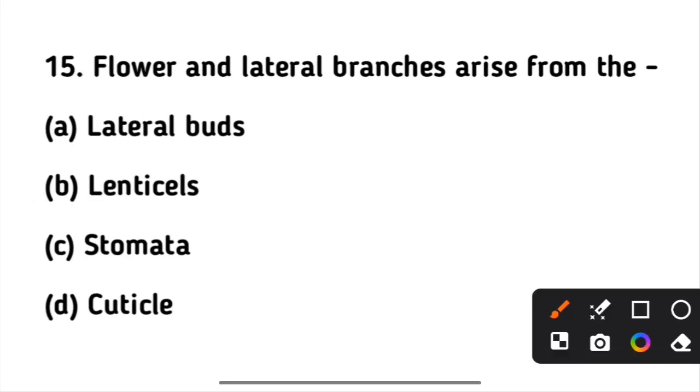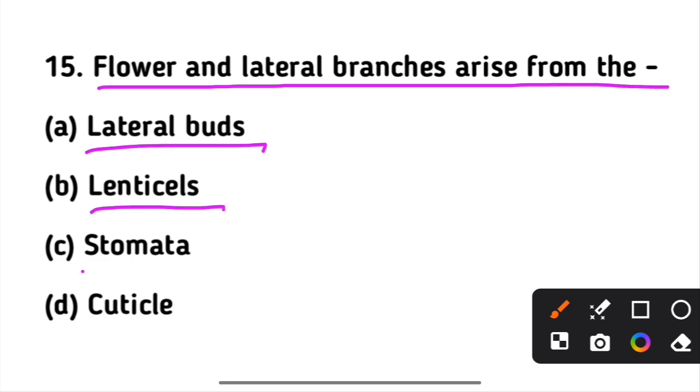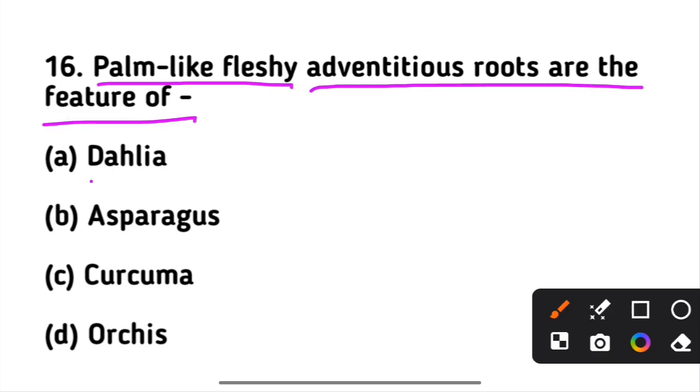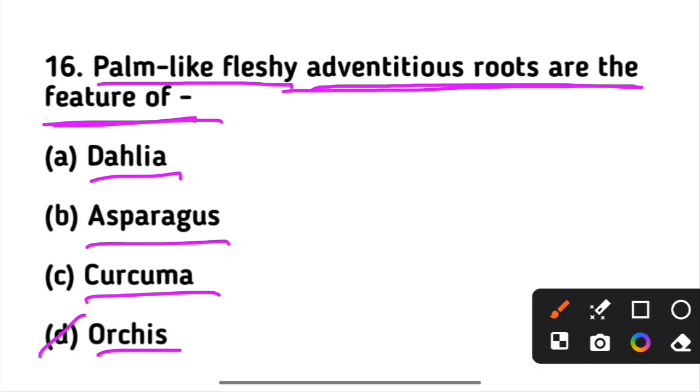Next question. Flower and lateral branches arise from the lateral buds, lenticels, stomata, cuticle. Option A is correct, lateral buds. Flower and lateral branches arise from the lateral buds. Next question. Palm-like fleshy adventitious roots are the feature of. Option A, dahlia. Option B, asparagus. Option C, curcuma. Option D, orchis. Option D is correct, orchis. Palm-like fleshy adventitious roots are the feature of orchis.